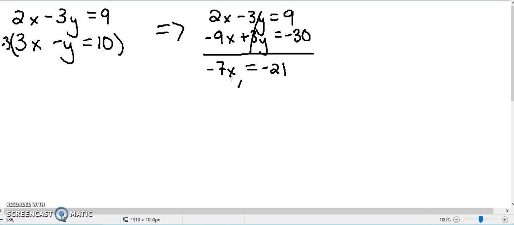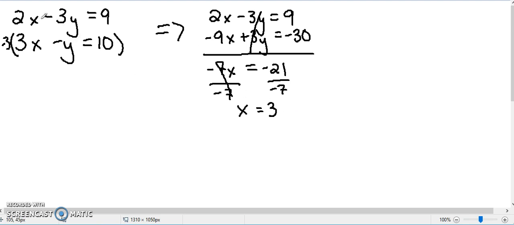with one variable that we can solve. Let me get rid of that little mark there. And pretty simply we can solve this, right? Divide that negative 7 both sides, and we have a positive 3 as our answer for x. Not quite done yet because I do still need to figure out what is y, but that's pretty simple.